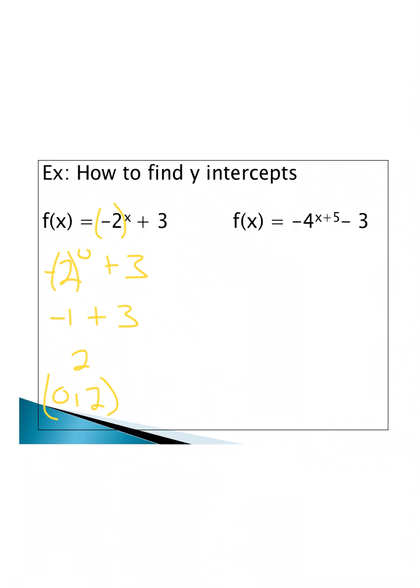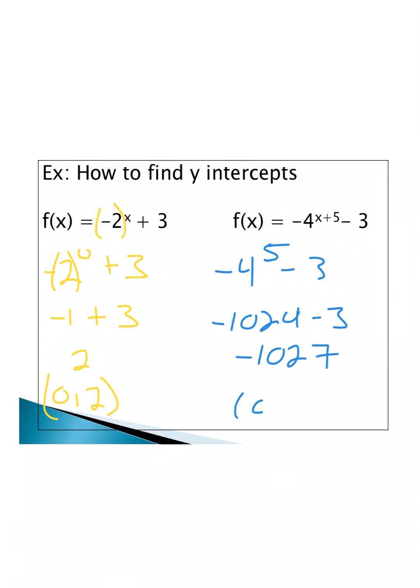Okay, we're going to do the same thing to find the y-intercept for our second function. We're going to go ahead and plug in 0 for x, which means I have negative 4 to the 5th minus 3. If I simplify negative 4 to the 5th, we get negative 1024. And then when I subtract 3, we get negative 1027, which means the y-intercept for this function is going to be (0, negative 1027).